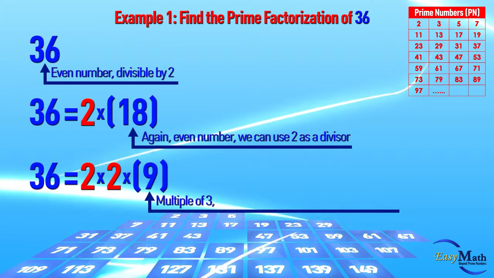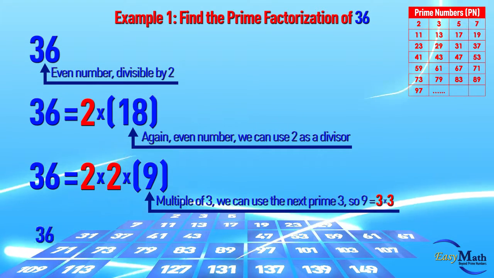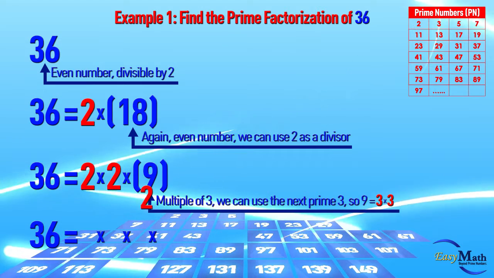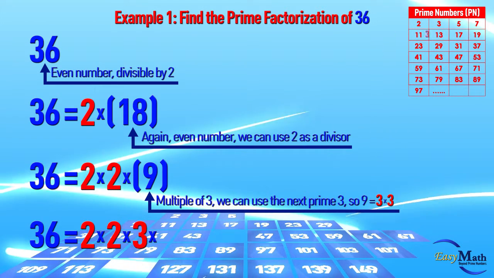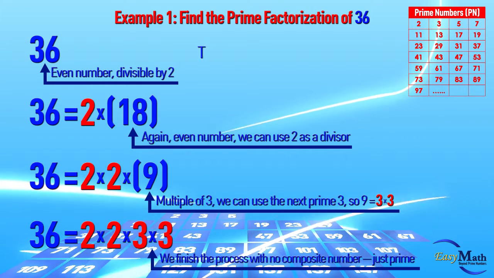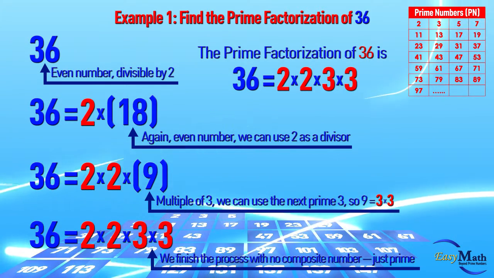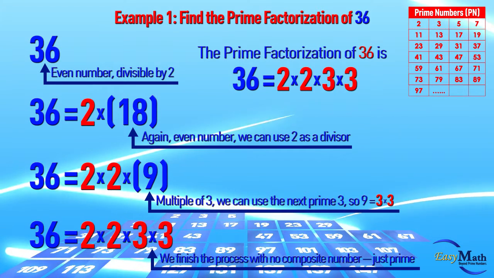9 is a multiple of 3. We can use the next prime 3, so 9 equals 3 times 3. 36 can then be represented as 2 times 2 times 3 times 3. We finish the process with no composite numbers, just primes. Thus, the prime factorization of 36 is 36 equals 2 times 2 times 3 times 3.